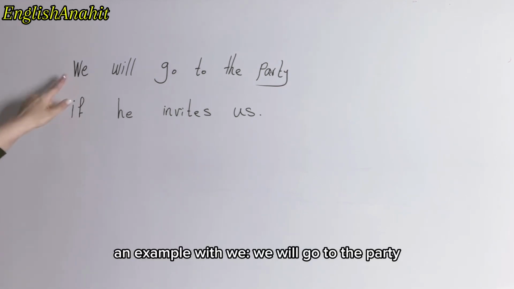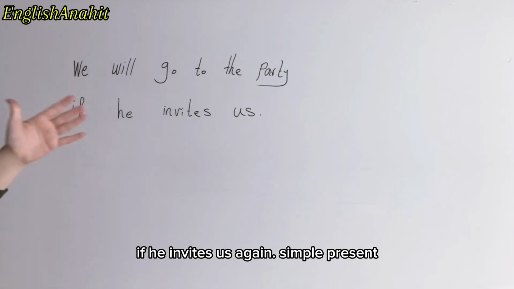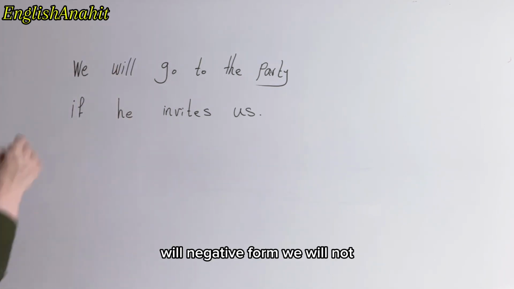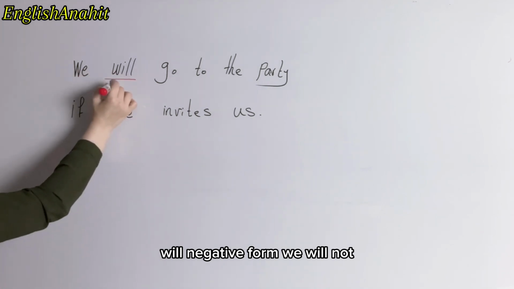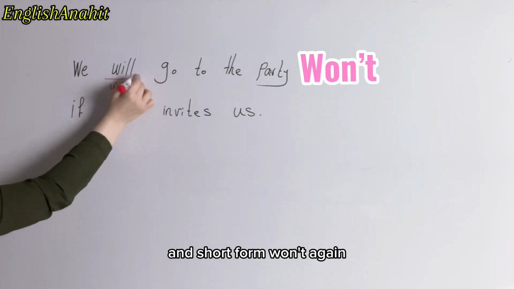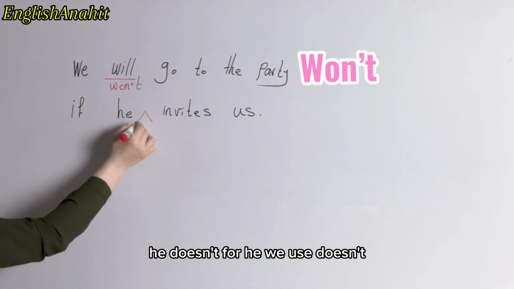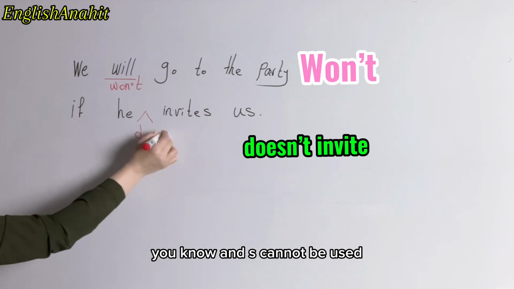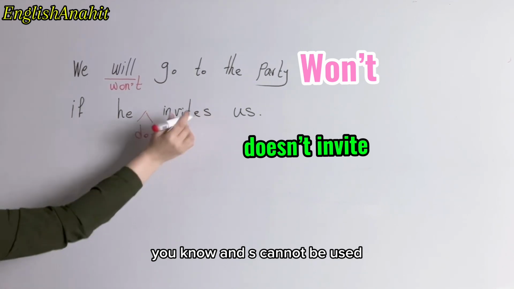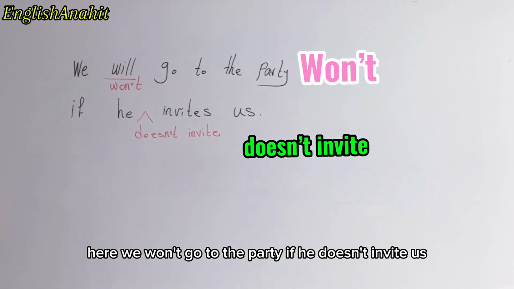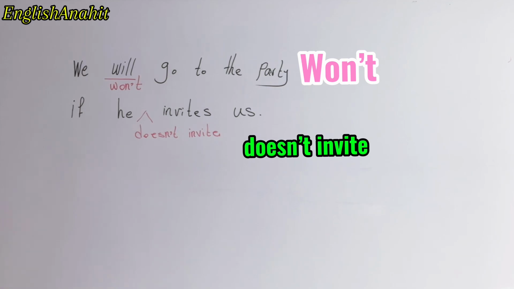An example with we: we will go to the party if he invites us. Again, simple present, will. Negative form, we will not, and the short form, won't. Again, he doesn't. For he, we use doesn't, you know, and S cannot be used here. We won't go to the party if he doesn't invite us.